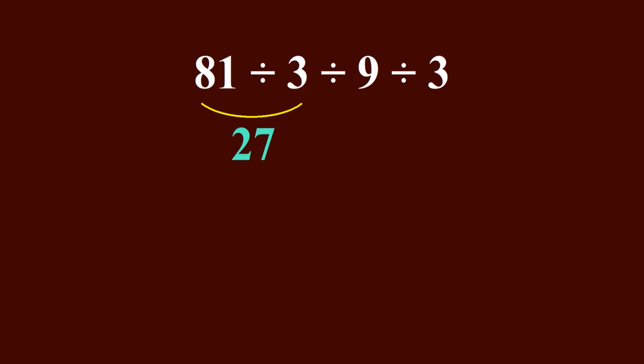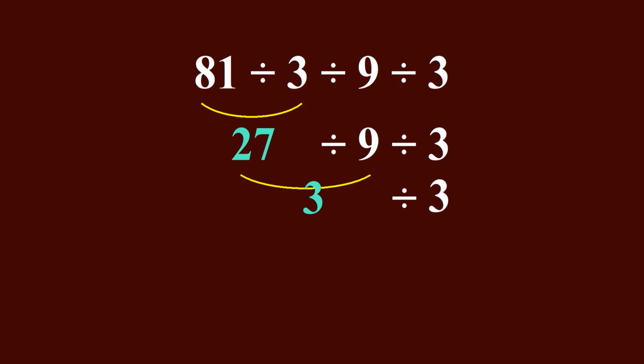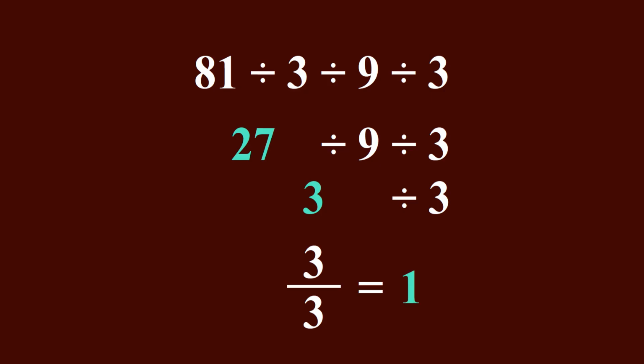So 27 divided by 9 divided by 3. And now we have to do this division. 27 divided by 9 is just 3. So 3 divided by 3 can be written as 3 over 3, which equals 1. This is our final answer to this problem.